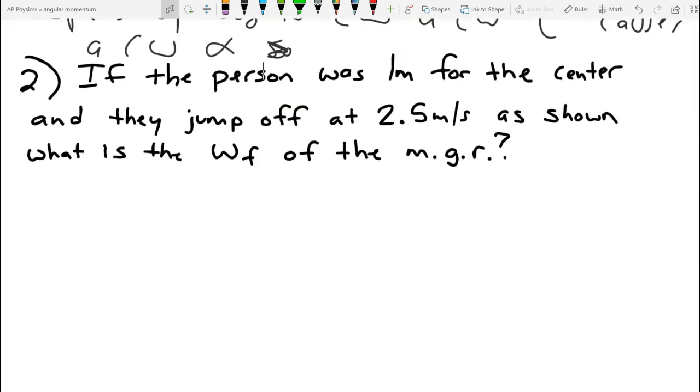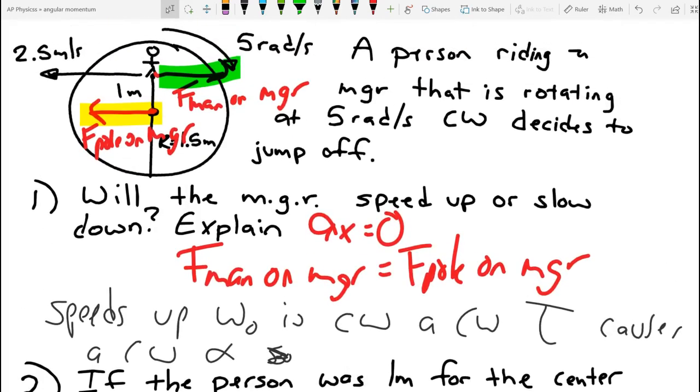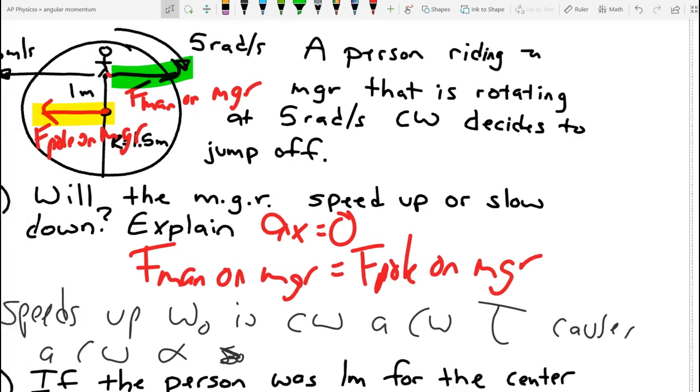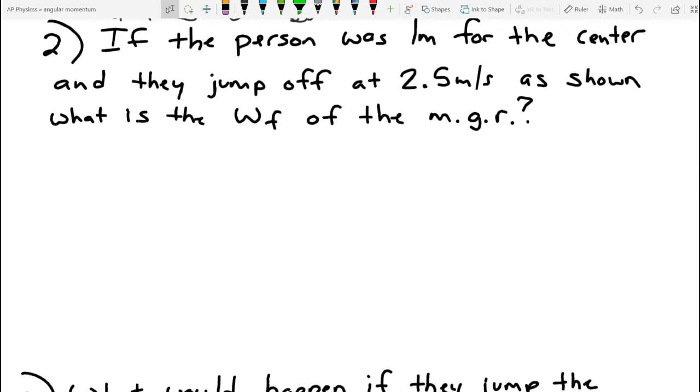Next, if the person was 1 meter from the center and they jump off at 2.5 meters per second as shown, what is the omega final of the merry-go-round? Well, we've done this before, and we've seen the net force in this scenario. I have 3 equal forces, all in the same plane. So these forces cannot equal 0, so my net force does not equal 0.